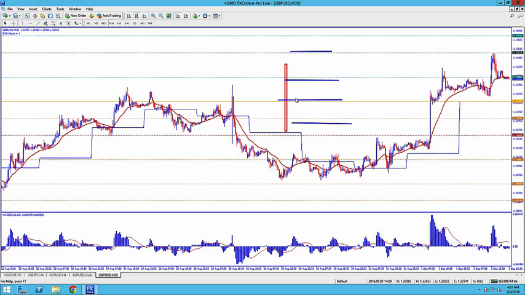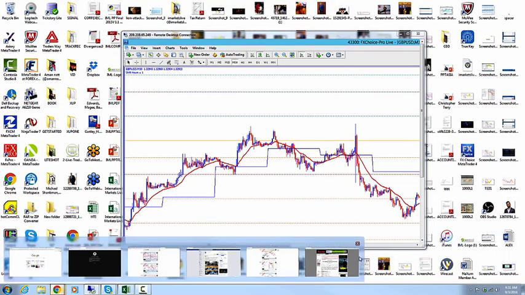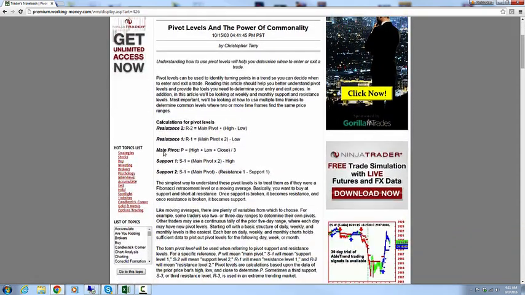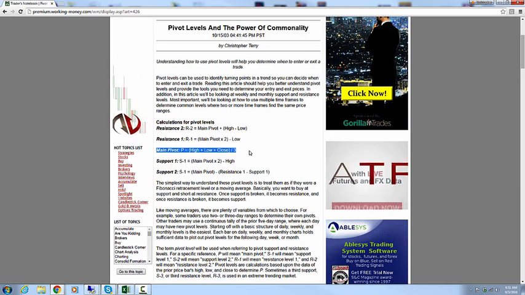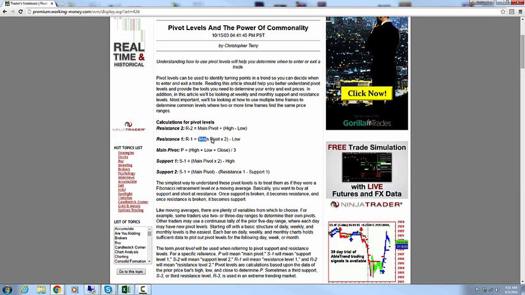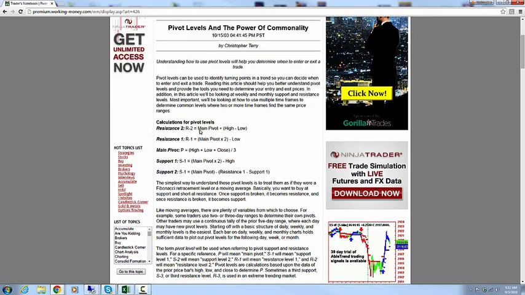So the market the next day, the following day, would adhere to these levels. Okay, so again, not to get too deep into it, you can research the article I've done where you have the main pivot, which is high, low, and close divided by 3 from the prior day. And then resistance is the main pivot, which was created here, minus the low. And then the next one is the main pivot, which is high minus low.